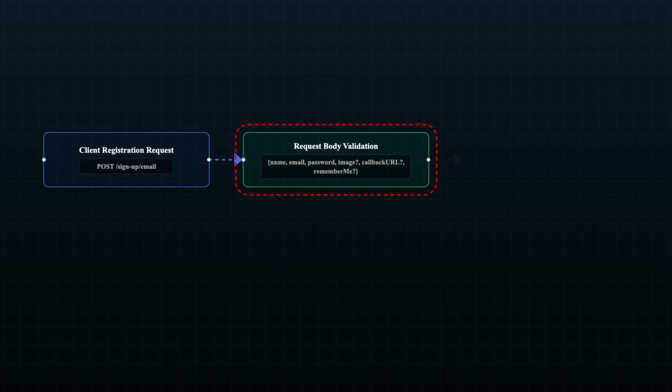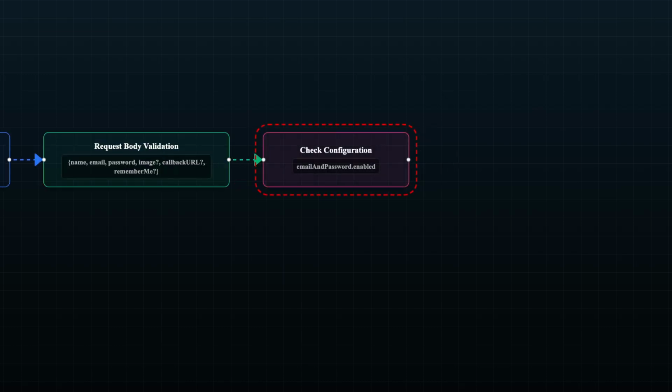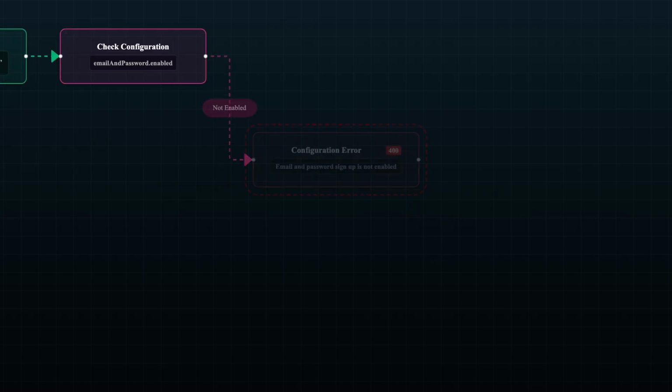The system then checks if email and password authentication is actually enabled in your configuration. If it's disabled, the flow stops immediately with a clear configuration error. This prevents any unauthorized registration attempts.